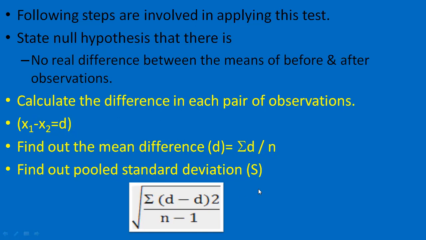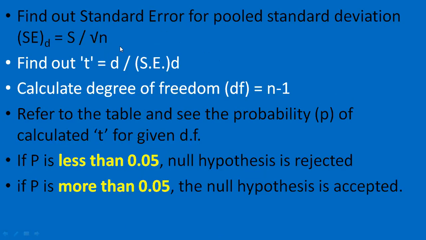Find out the pooled standard deviation. Here again we have the D from one sample and the D from the after intervention sample, and we calculate the standard deviation. Why do we calculate the standard deviation? Because it is required for calculating the standard error. So standard error is equal to standard deviation by root n.